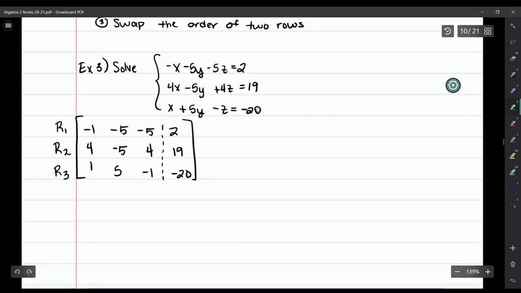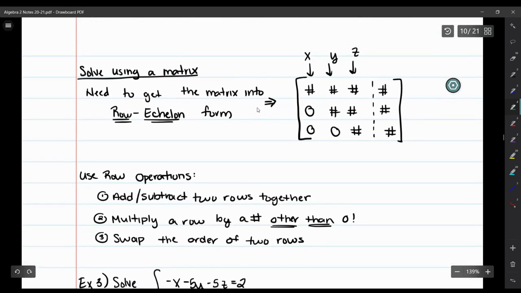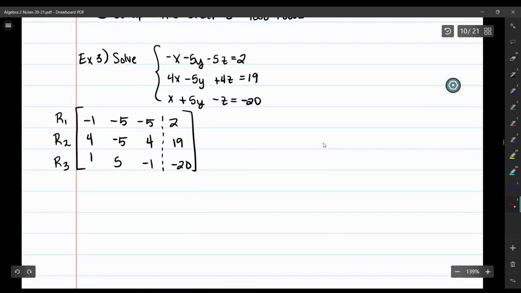So now we need to make our zeros. Let's look back at what we had. This is our goal. I need zeros in this little bottom left-hand corner. That's where I need my zeros. We're going to start with the bottom left corner first. Let's try to get that to be a 0 first. We're going to make this 1 into a 0 somehow by using those 3 row operations.